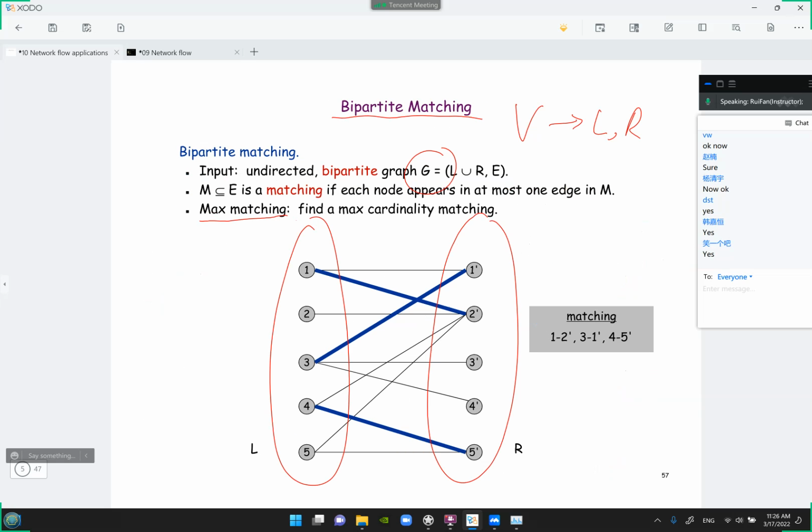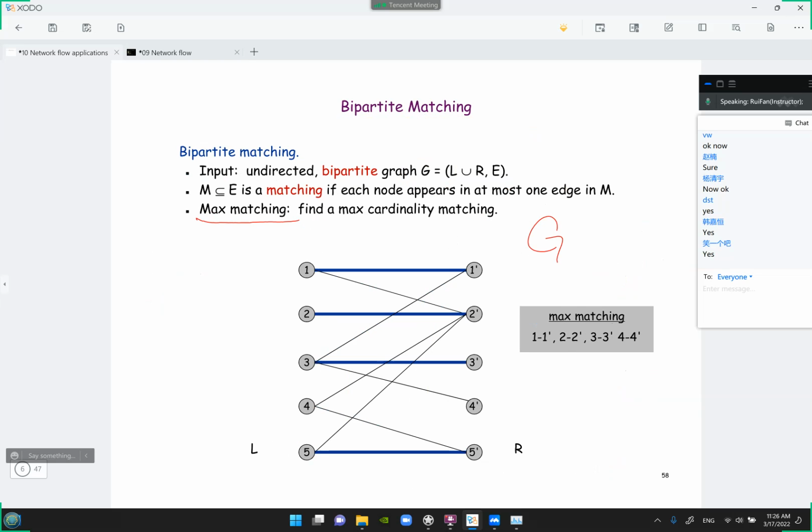So for example, here you see that some nodes are not part of a matching. You see that this node and these two nodes are not part of a matching. So this is not a perfect matching.